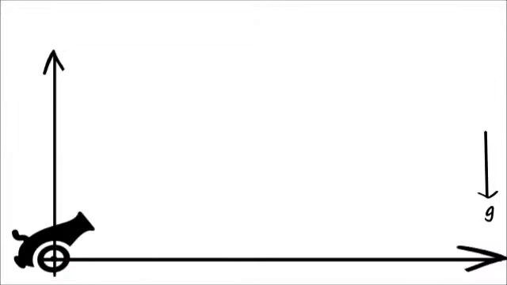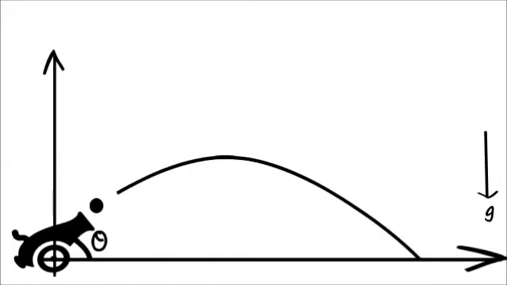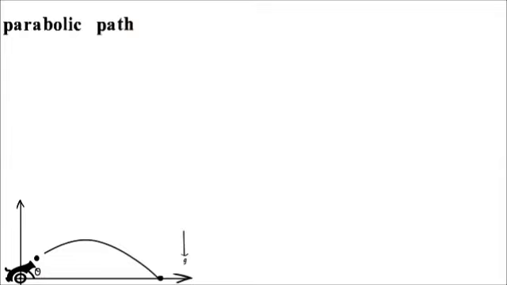Imagine a cannonball shot out of a cannon at an angle theta to the ground. The motion of the ball will be projectile motion. The trajectory of its motion will be a parabolic path, and its general equation can be given as y equals alpha x minus beta x squared, where the values of alpha and beta can be determined by solving for horizontal and vertical displacements for the given time.